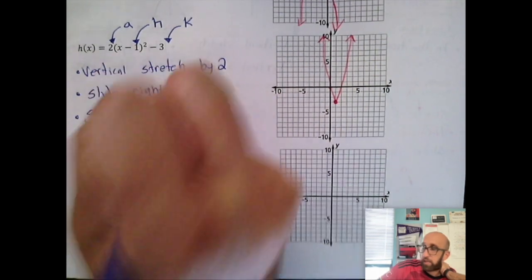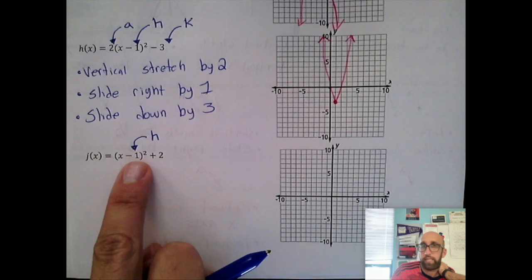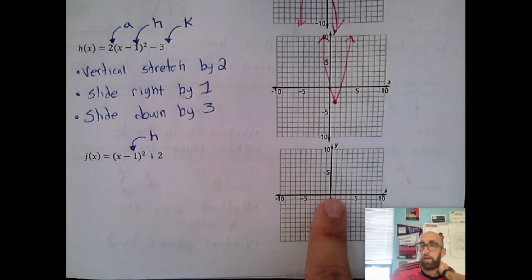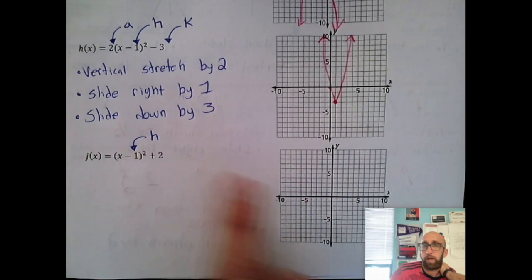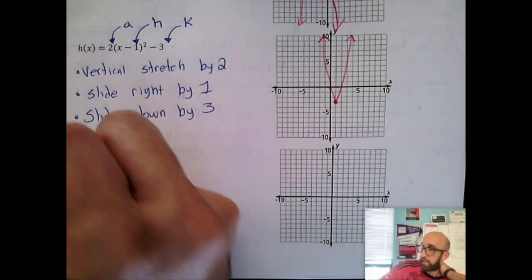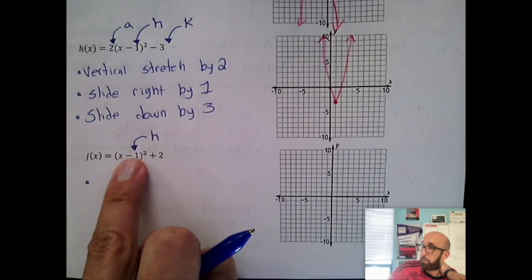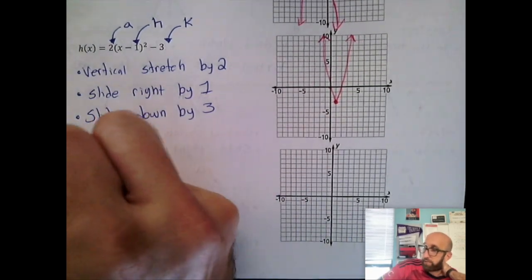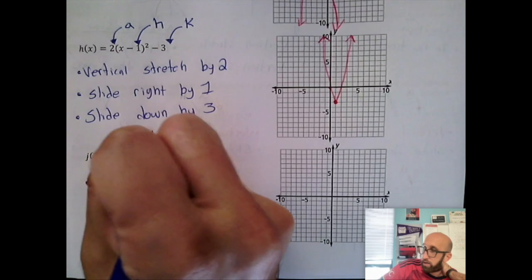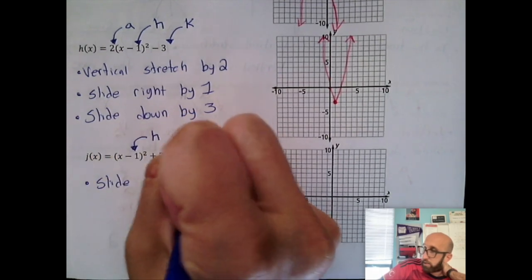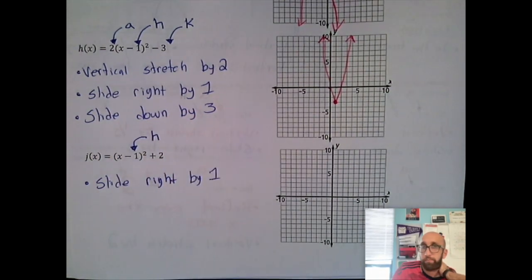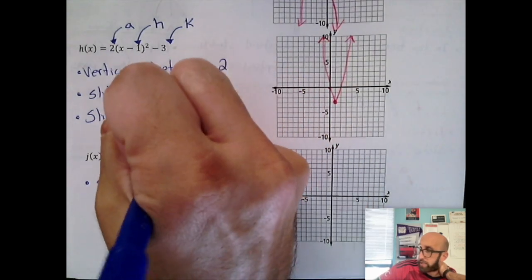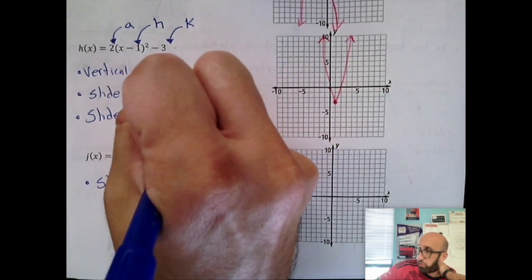That is located inside the parentheses. That is H. I see a minus 1. You got to think about, does that slide you right or does that slide you left? Since I see a minus 1, that is a negative, but we work in opposites. I'm going to head in the positives. We're going to slide right by 1.